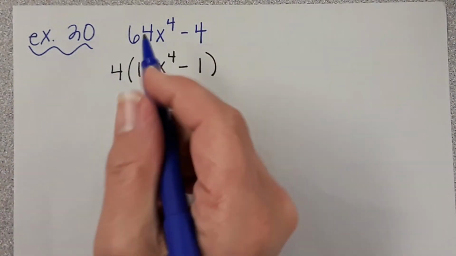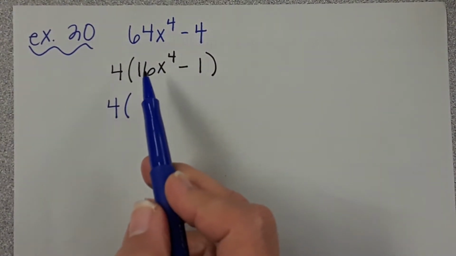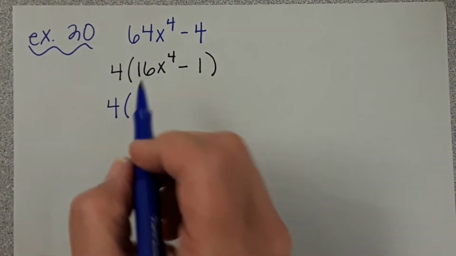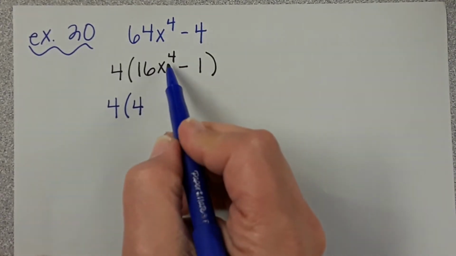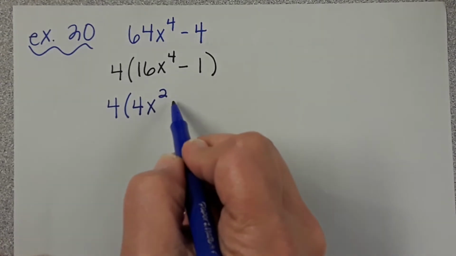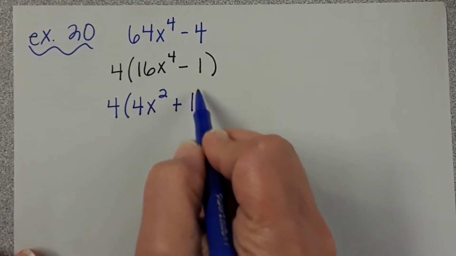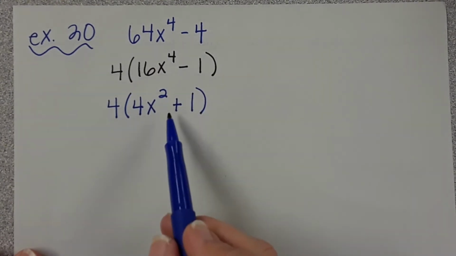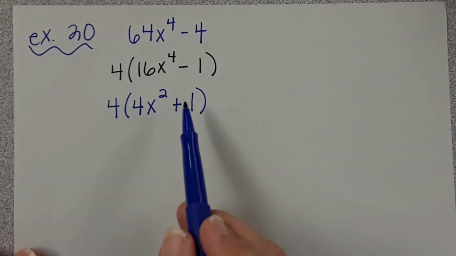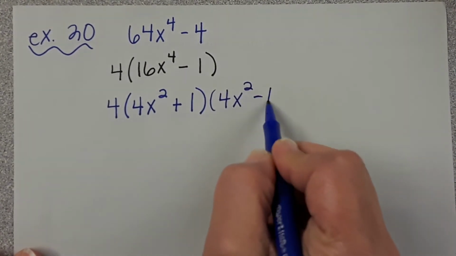So the 4 is going to stay. What is the square root of 16? What's half of x to the fourth? What's the square root of 1? So in a difference of squares we always have one that is positive and one that is negative.